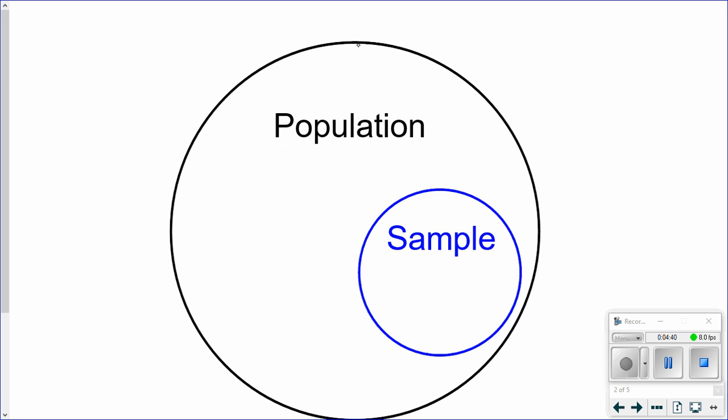So this is a Venn diagram showing the idea here. The big circle is your population, and the sample is just a piece of that population. So it gives you a visual perspective of what we're talking about. Population is the big group, sample is just a small piece of that.